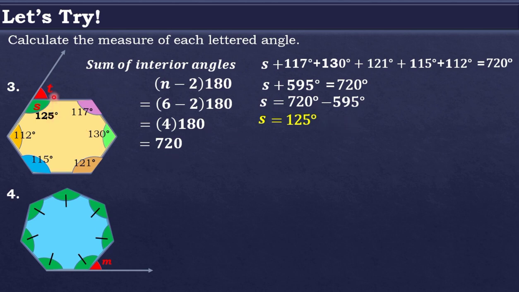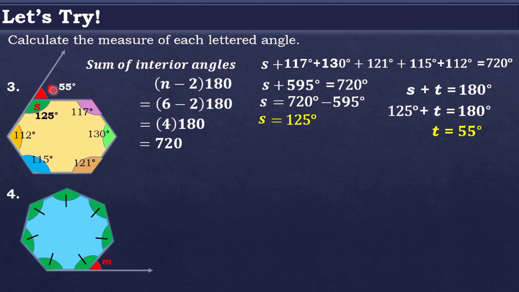Now, paano natin kukunin to? So, they are what? Supplementary. So, S and T are supplementary angles. So, dapat ang sum niyan 180. So, substitute natin yung nakuha nating S, which is 125 degrees. I-minus natin ito sa 180. So, your T is 55 degrees.